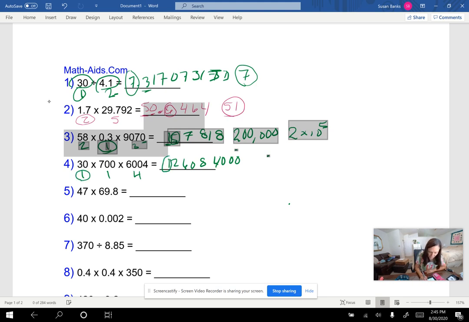So I'm going to look here. I'm going to look to that 2. That 2 tells me to round down. I don't want to count all those zeros to write it.